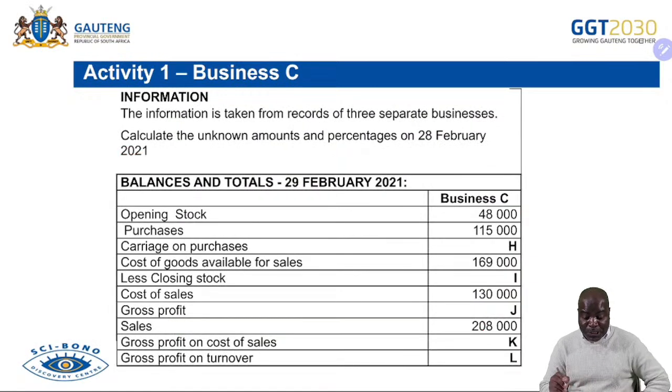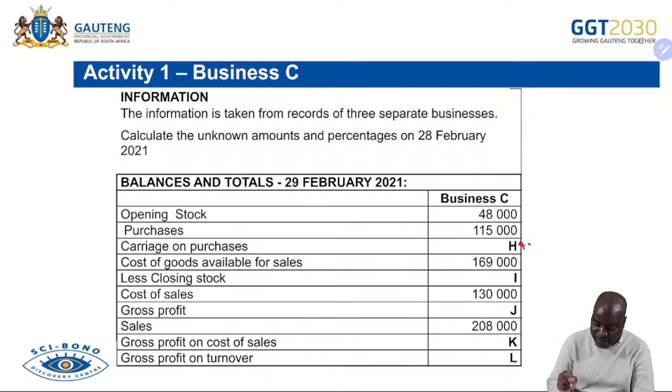Now let's get on to C. C is interesting, simple though. The information is taken from the records of these separate businesses; calculate the unknown. Now, if you look at this, you have got your 48,000, which is opening stock. You have got your purchases. You get a carriage on purchases. And this is what we are calculating.